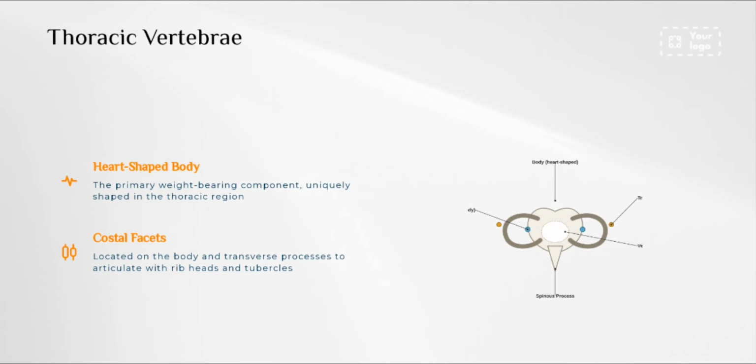Now, looking from a superior perspective, we see a typical thoracic vertebra. Its heart-shaped body and specialized costal facets are perfectly adapted to articulate with the ribs.